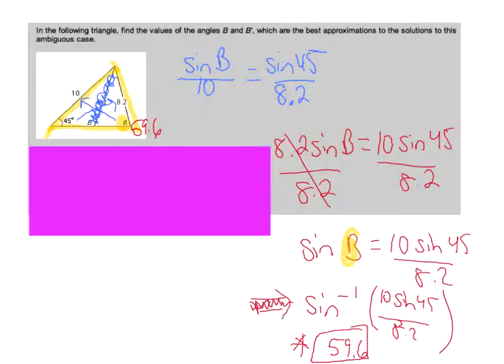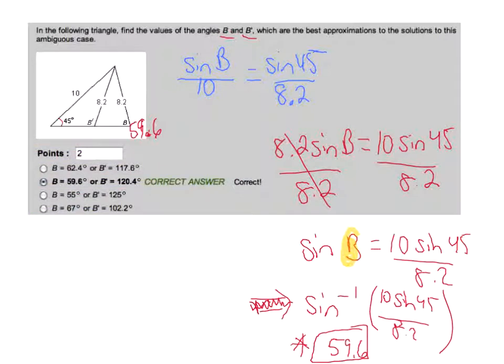Let me erase all this other nonsense that I put on there. And let's take a peek at the picture again. So it does ask us, find the values of B and B prime. If you notice, there's only one option that has your B as 59.6, but I still want to make sure you understand how they get B prime. Take a peek at this part of the triangle here. This is 8.2 and this is 8.2. That means that this is an isosceles triangle, right, where our two sides are the same.